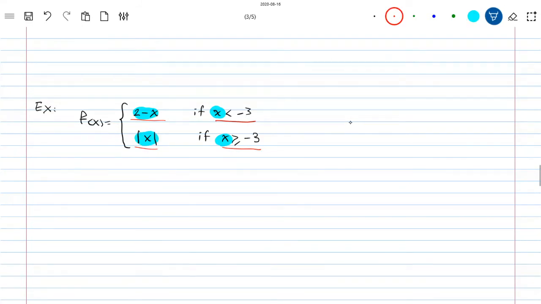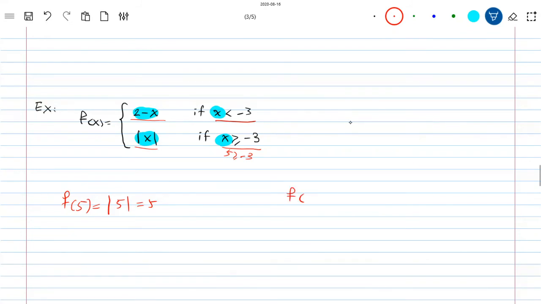If they ask you to find out what f of 5 is, for example, you'll say, this is the x value, x is 5. Where does 5 stay? Is 5 less than -3? Not really. Is 5 greater than -3? Yes. So I can use this second expression, which is the absolute value function. The absolute value of 5 is simply 5.